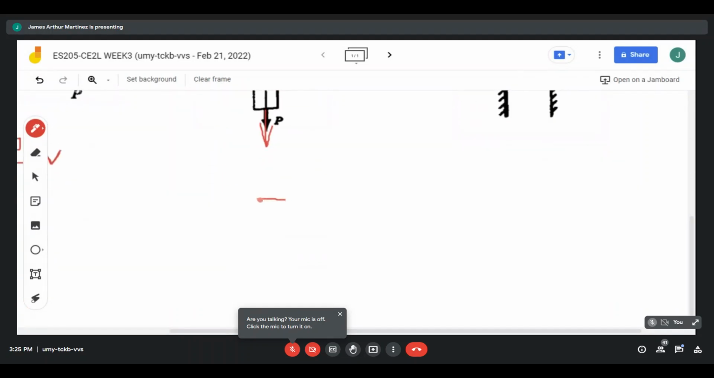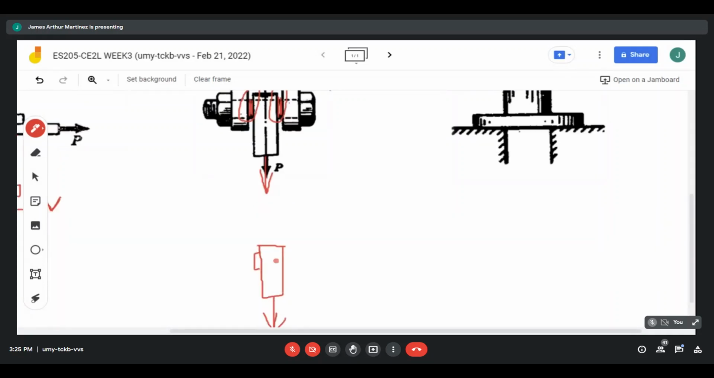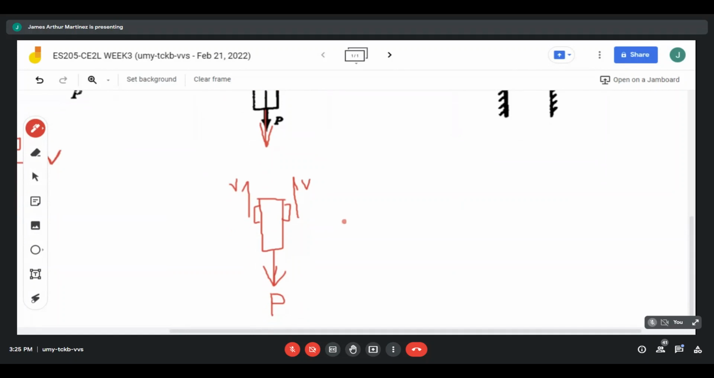So if atong i-draw ang iyang free body diagram, naay two shear forces nga gina-resist, which is V. So in this case, our P is equal to 2V, or V is equal to P over 2. So pwede nyo siyang i-express ana.